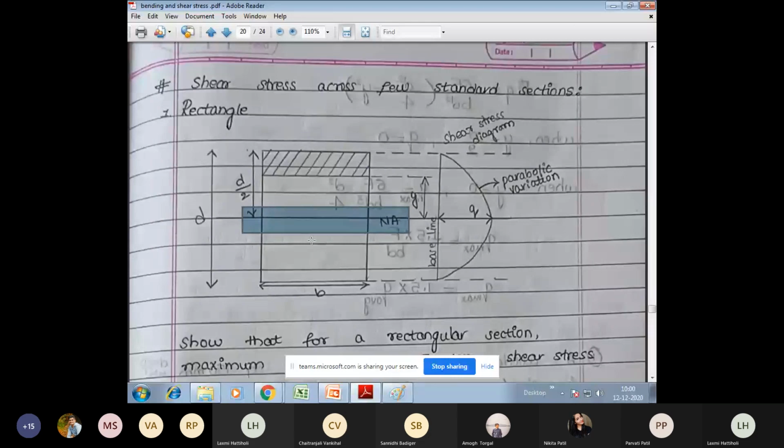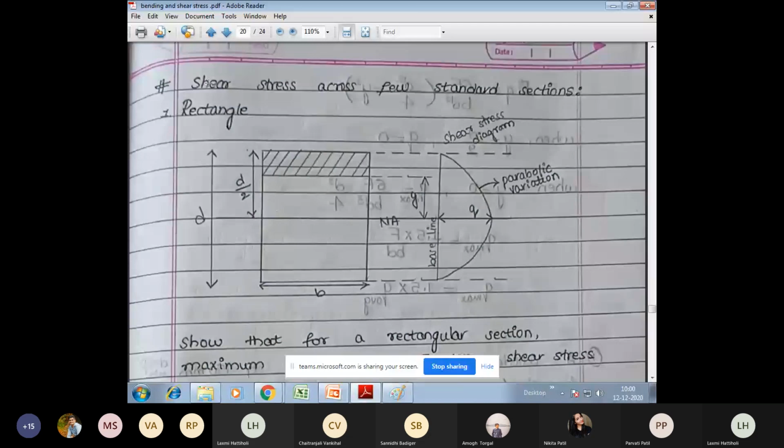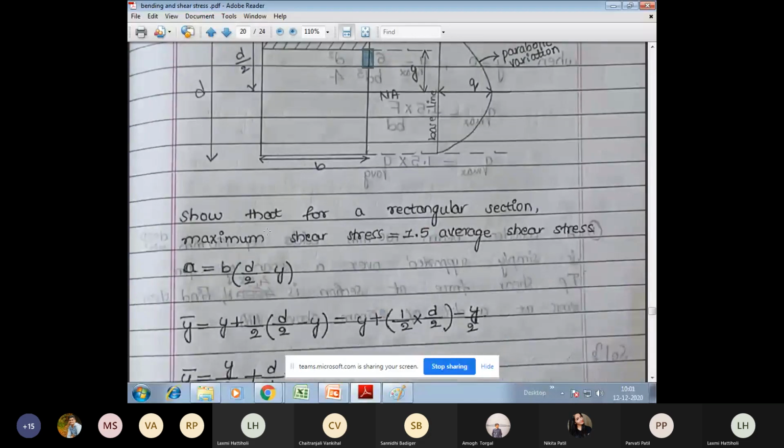Now at this side, I'm considering a small element. Of course, I forgot to write CD here. You need to mark this as C and this as D. This is the fiber CD. Above the fiber CD, I have made a shaded area because the area above should be considered here. Now please observe this.